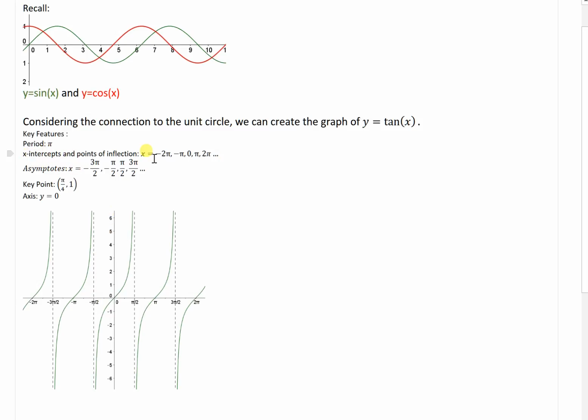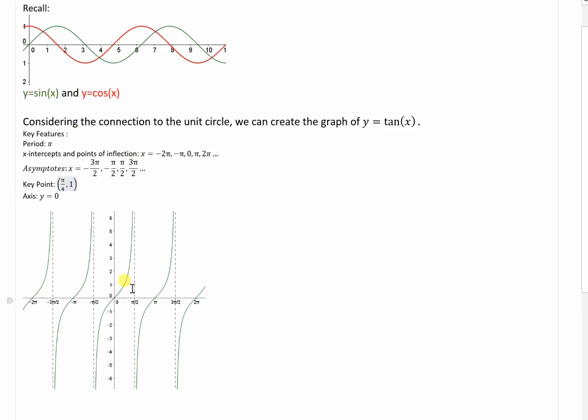It has x-intercepts and points of inflection at 2 pi and pi. Basically, it's all integer multiples of pi, positive and negative. So we've got points of inflection and x-intercepts at 2 pi, pi, 0, pi, 2 pi, 3 pi, and just keep going. Whereas we've got asymptotes at the integer multiples of pi on 2. So we've got an asymptote here at negative 3 pi on 2, negative pi on 2, pi on 2, 3 pi on 2, 5 pi on 2, and so forth.